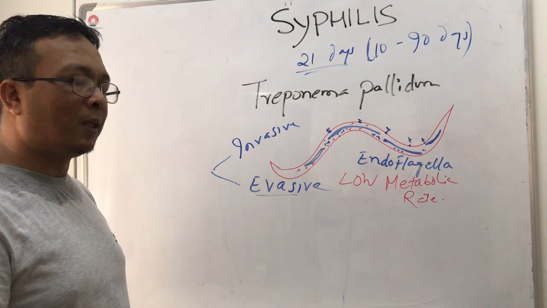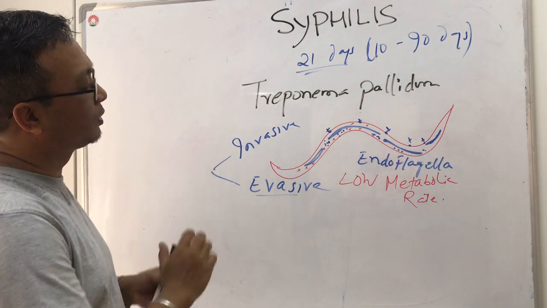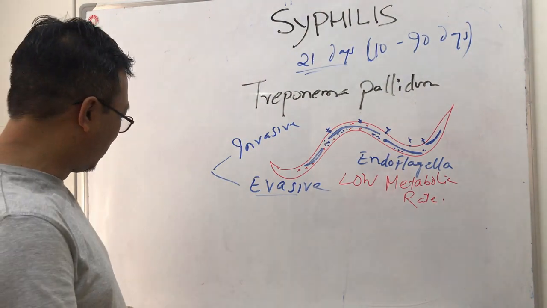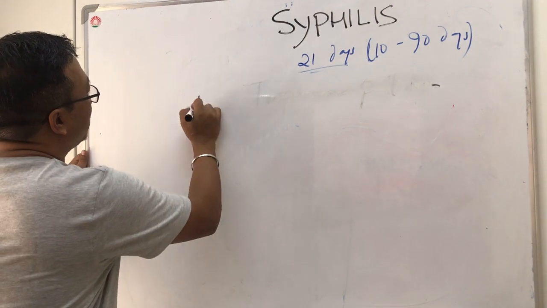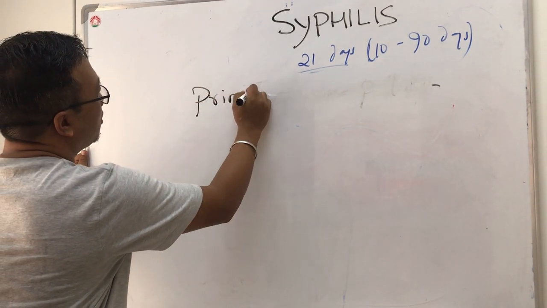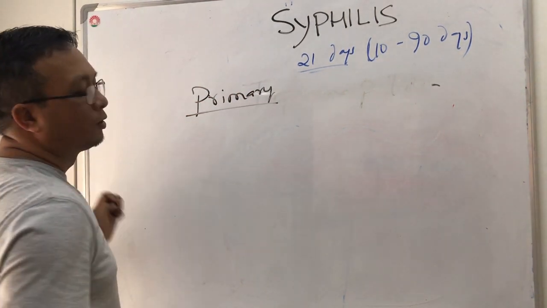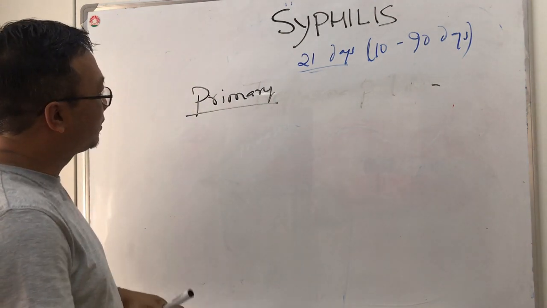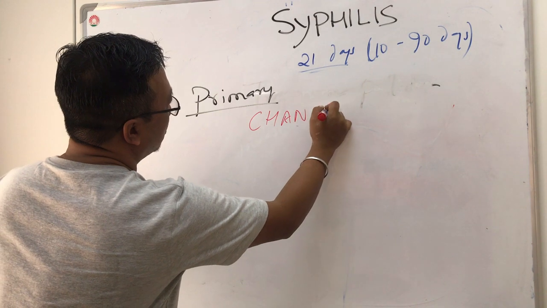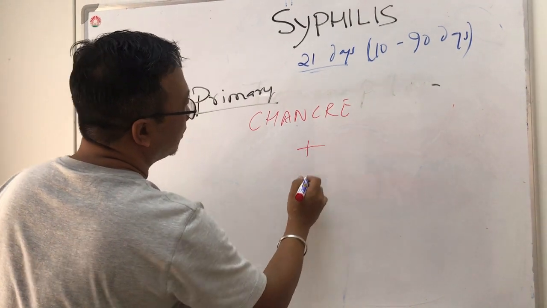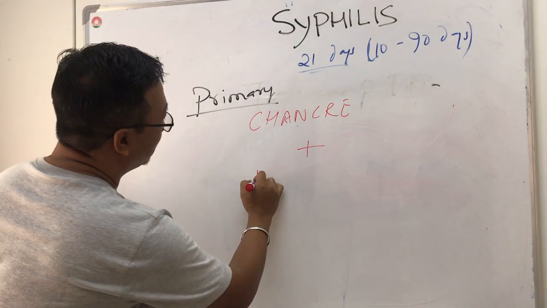Now let's move to the other side of syphilis: how it causes disease and what the pathophysiology is. The pathophysiology starts with the primary chancre, the primary lesion. The primary lesion is a painless nodule which is called a chancre, and there is regional lymphadenopathy.